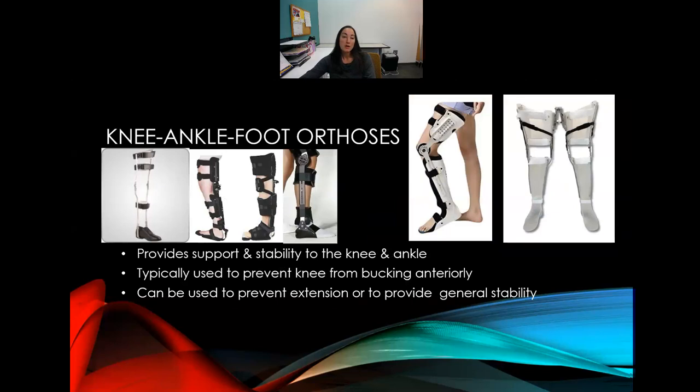KAFO, knee ankle foot orthosis. So this typically will provide support and stability at the knee and ankle. It's often used to prevent the knee from buckling forward, and can be used to prevent extension or to provide general stability. So if the patient has significant weakness, it could be used to kind of help stabilize the leg and keep them from buckling, or to lock them out in extension to increase the extension motion.